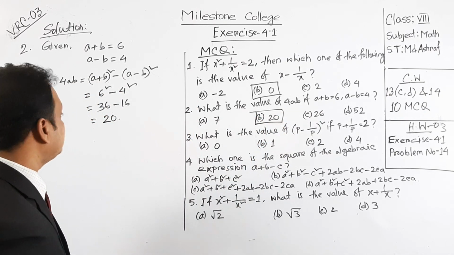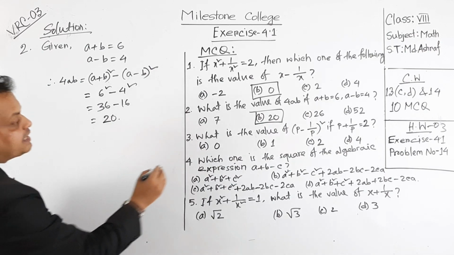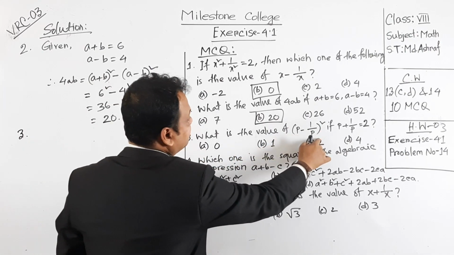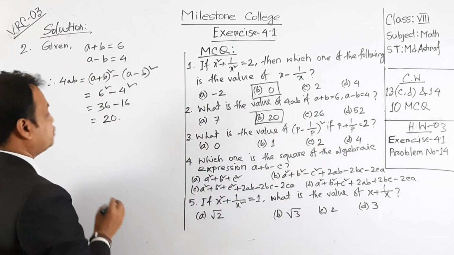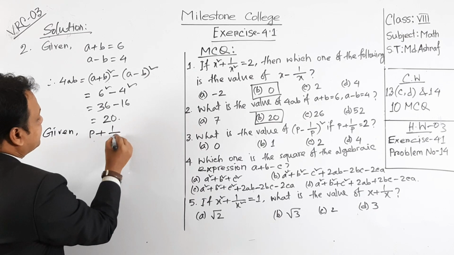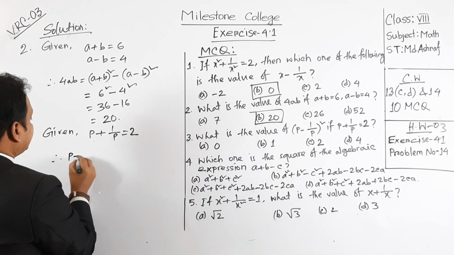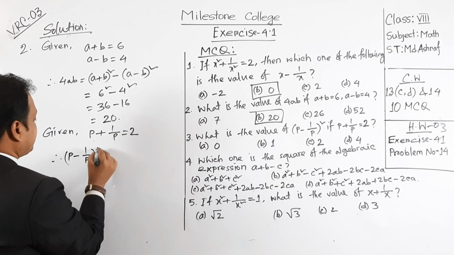Question 3. We can solve it here. What is the value of p minus 1 by p whole square? It is given that p plus 1 by p equals 2. So what is given here for question 3? p plus 1 by p equals 2. Therefore, we have to find p minus 1 by p whole square. We have to find this value.